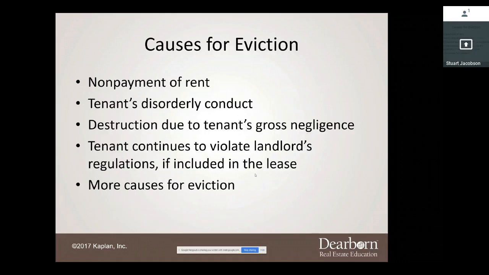So, causes for eviction. Non-payment of rent, I think that's a common one, and this is actual eviction. Tenant's disorderly conduct. Destruction due to tenant's gross negligence. Tenant continues to violate landlord's regulations if included in the lease. And there's also many more ways, but they like to go over these couple of things.